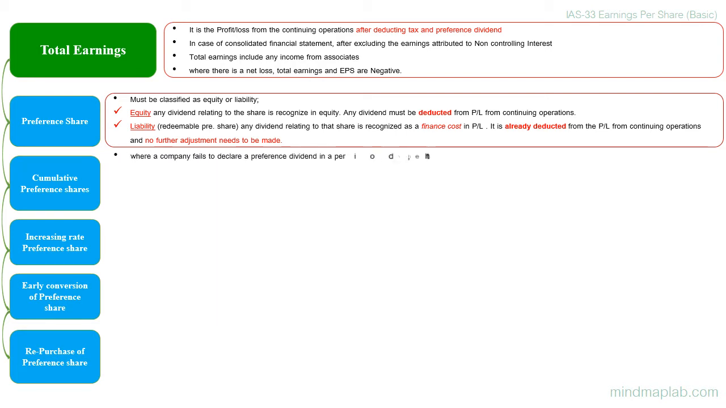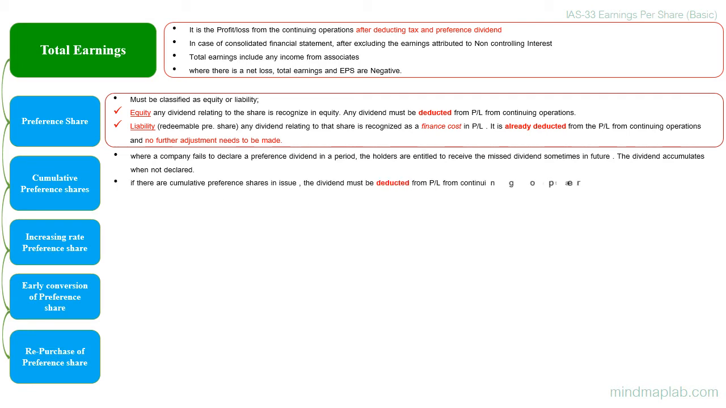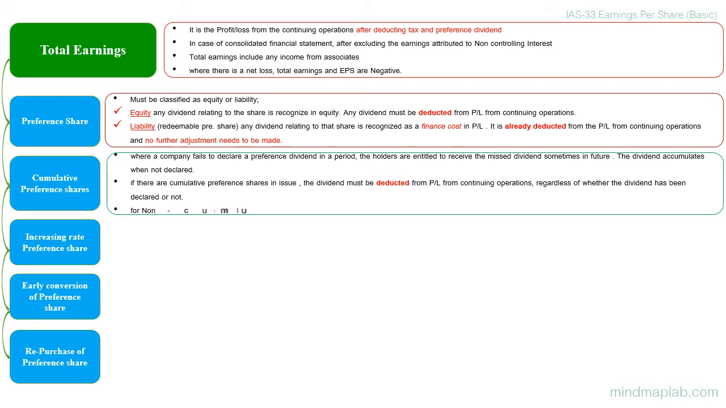Where a company fails to declare a preference dividend in a period, in case of cumulative preference shares, the holders are entitled to receive the missed dividend sometime in future. The dividend accumulates when not declared. If there are cumulative preference shares in issue, the dividend must be deducted from profit or loss from continuing operations, regardless of whether the dividend has been declared or not. For non-cumulative, the dividend would be deducted only in case of declaration.